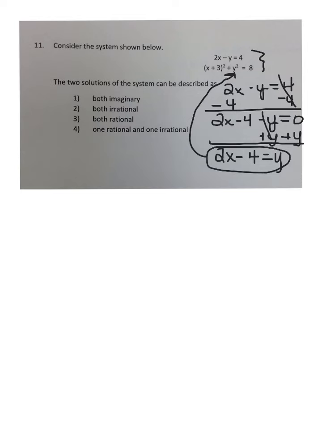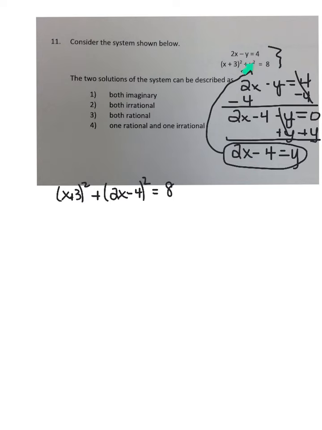So I'm going to rewrite that as x plus 3, that quantity squared, plus, and now I'm substituting in my value that I just got, which is 2x minus 4, that quantity squared equals 8. So again, I just took my y value and plugged it right in here, and this is what I got.